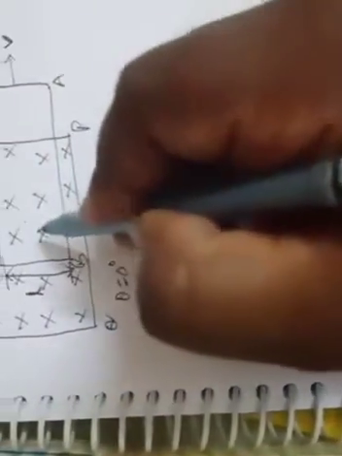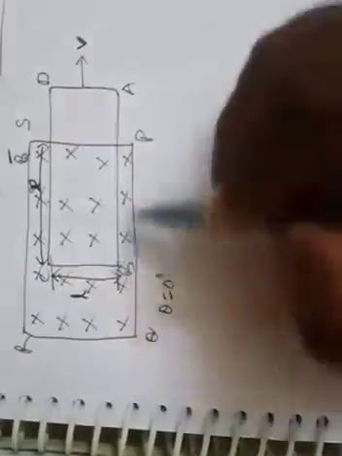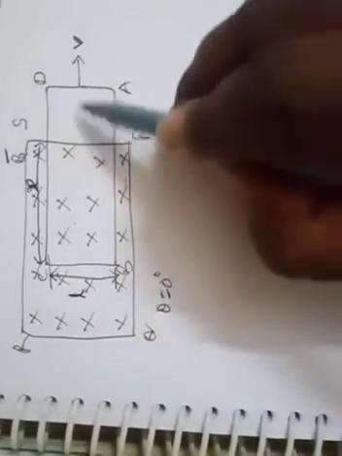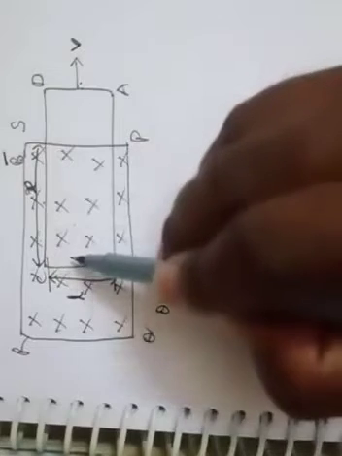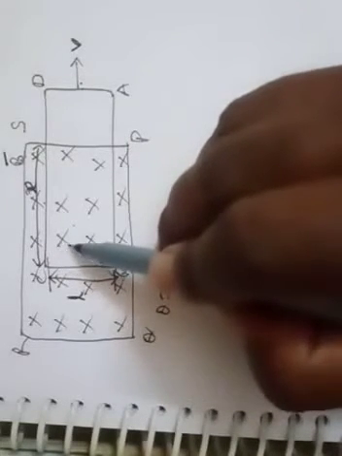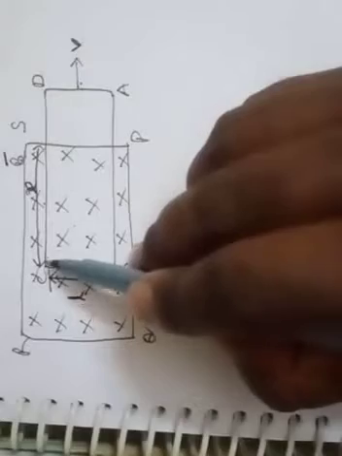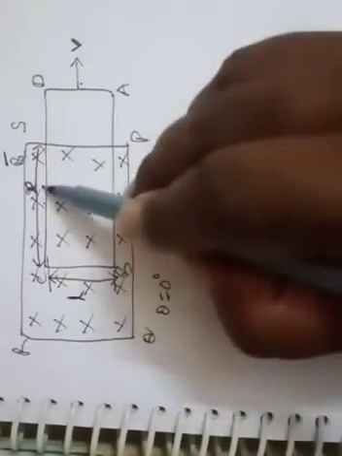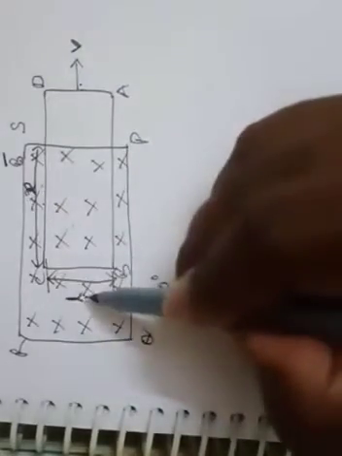Now we will see what is the area of the conductor at any instant. Initially this is the position of the coil, so some portion is out of the magnetic field and some portion is inside the magnetic field. So at a certain instant of time, the length of the coil inside the magnetic field is X, and this length we have taken as L.